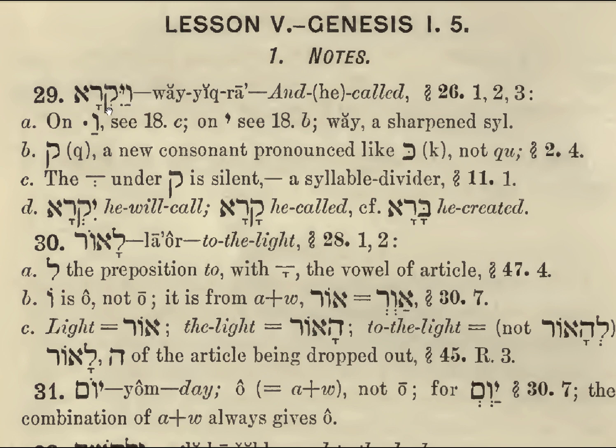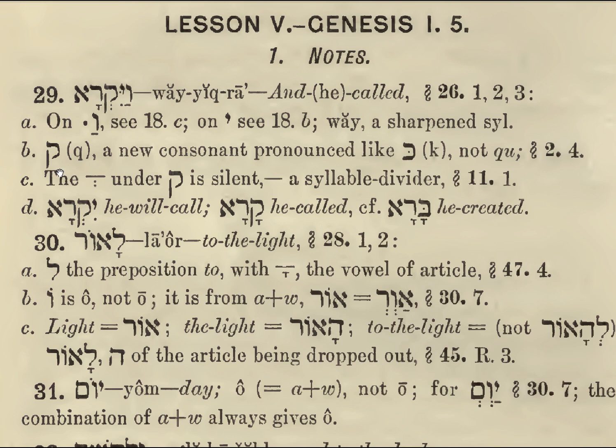Vayikra, and he called. On the va with the dagesh forte, we've spoken about this before. It's Vayikra. So this vai is what we're calling in this textbook a sharpened syllable, and it's closed. Vai. So it's got a short vowel because it's unaccented, closed. If it was open, it would have a long vowel.